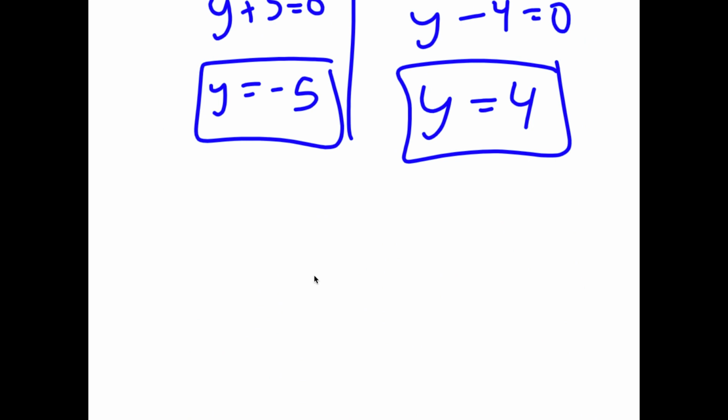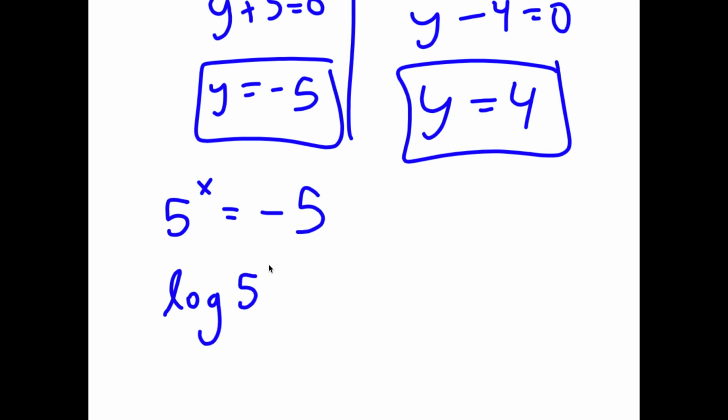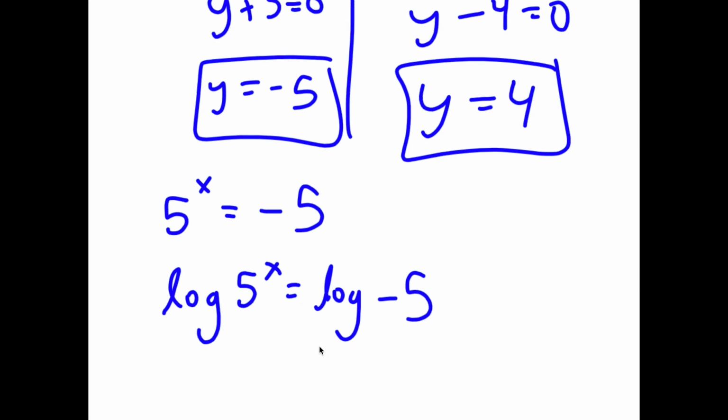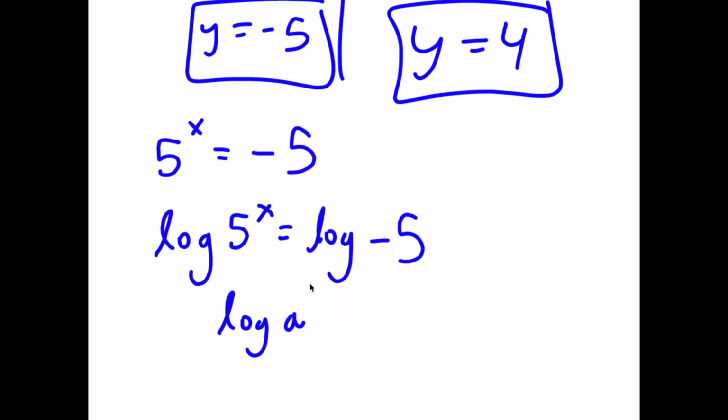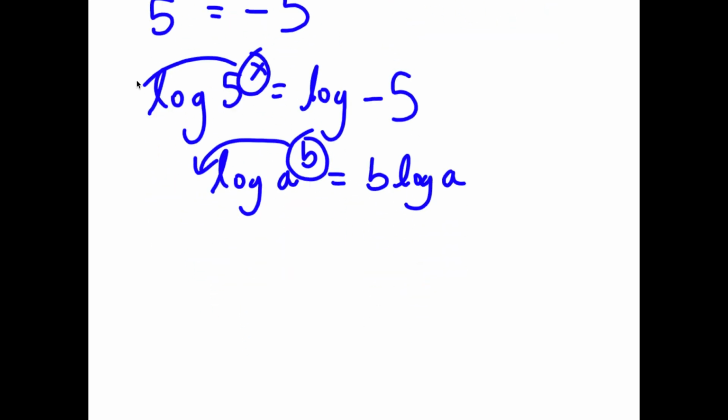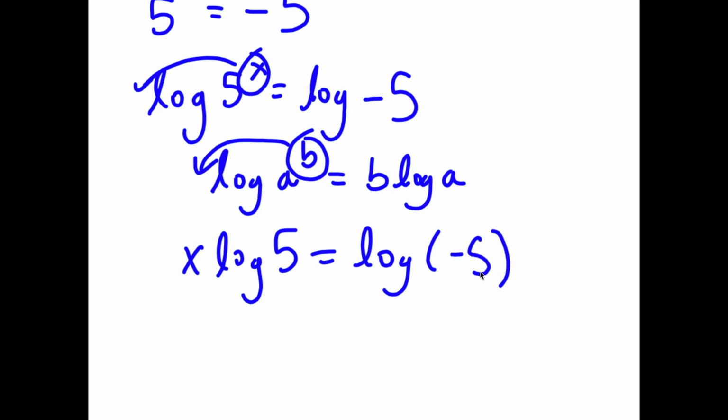So now that we have our value of y, let's first start off with 5 to the power of x is equal to negative 5. I'm going to start by taking the log on both sides. So I have log 5 to the power of x is equal to log negative 5. Now if I have something in the form log a to the power of b, I move this exponent of b to the front. So this is equal to b times log a. So log 5 to the power of x, I can move x to the front, so now I have x times log 5 is equal to log negative 5.